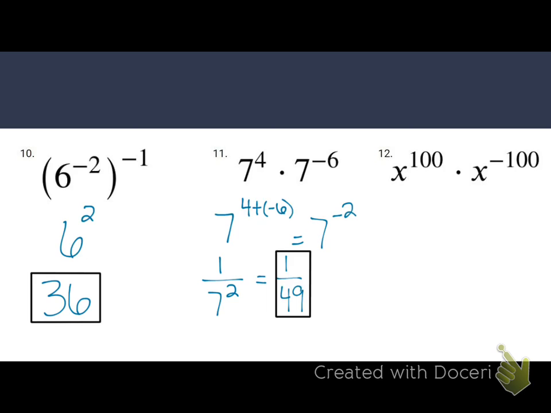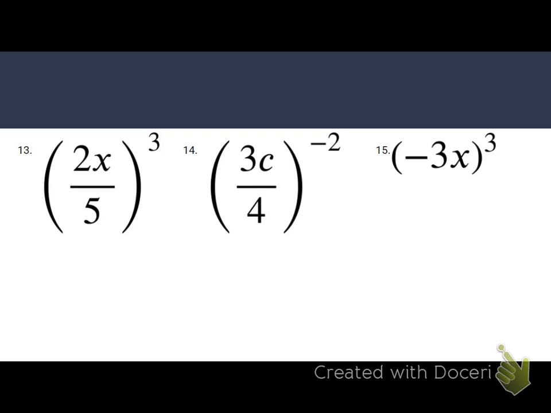All right, number 12. We are multiplying the same base. So what are we doing with those exponents? Adding them. If we add 100 with -100, what do we get? 0. We have x to the 0 power, which really equals 1. Anybody need more time on that slide? Okay. On we go.